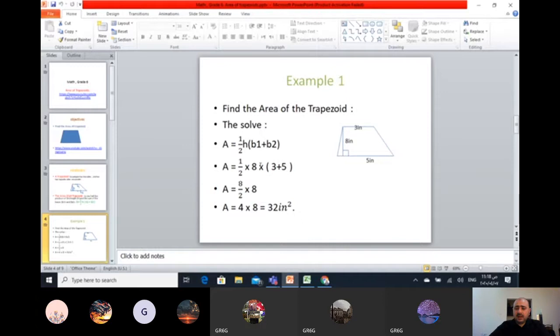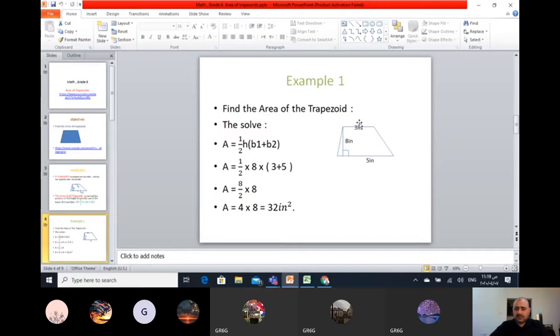Now, I can do this operation here between 8 and half. 8 multiplied by 1 will be 8/2. And here between parentheses, we add 3 plus 5. 3 plus 5 will be what? Will be 8. Now 8 divided by 2 will be 4. Now we have 4 times 8. 4 times 8 will be 32. And the unit here, inch squared. Always remember, we measure the area, any area, by squared unit.